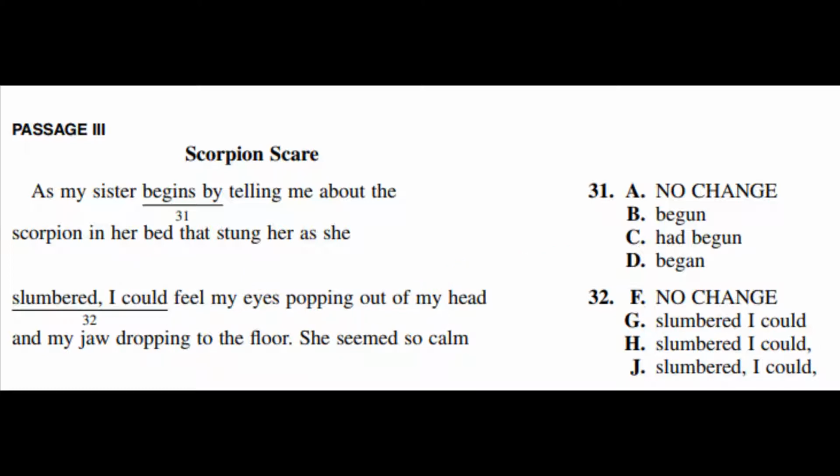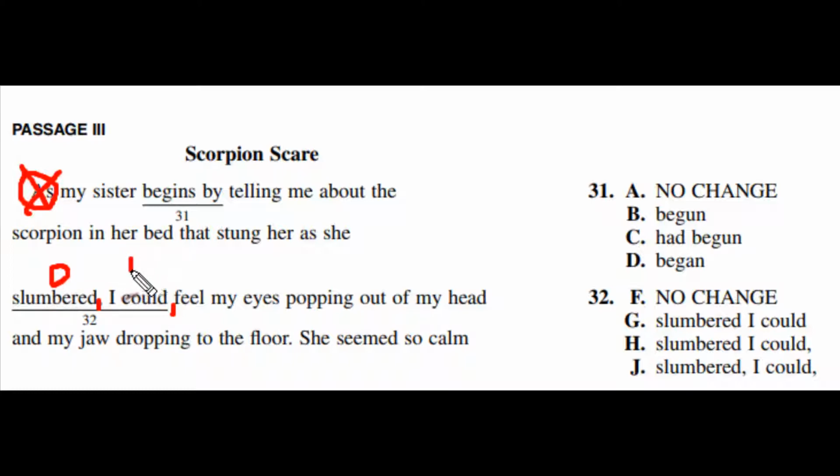Now I move on to the next answer choice. Let's try practice problem 32J. It looks like there's a comma after "slumber" and "could." We'll read from the comma and stop. As my sister began telling me about the scorpion in her bed that stung her as she slumbered. That is a dependent clause. Kids, keep in mind this is super, super common. This right here sets off to make it a dependent clause. If you were to cross that out, you see that it actually would work. But because of that, that's a dependent clause.